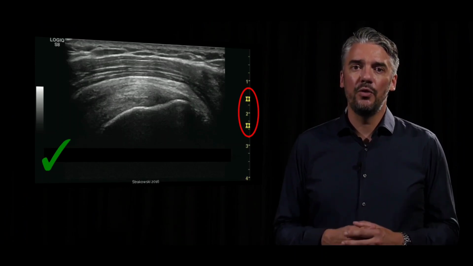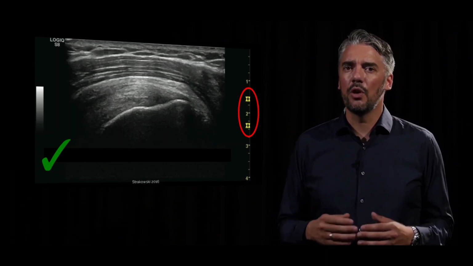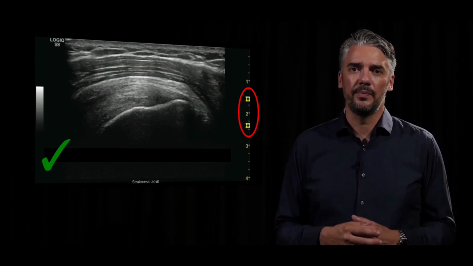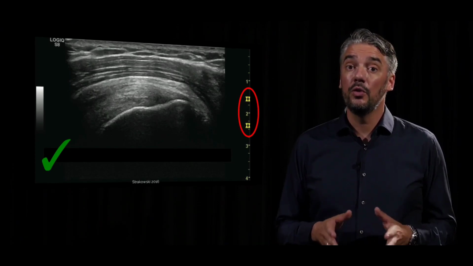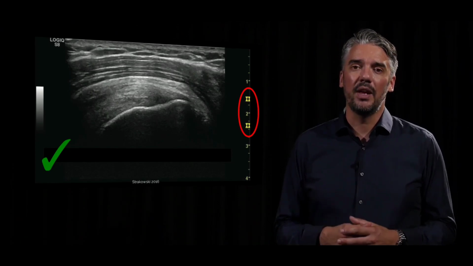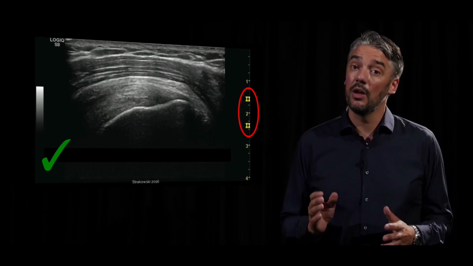This image has 2 focal zones, but it's more common to use 1 focal zone. This image shows 2 focal zones at exactly the same level as the hyperechoic supraspinatus tendon shown in the middle of the screen.